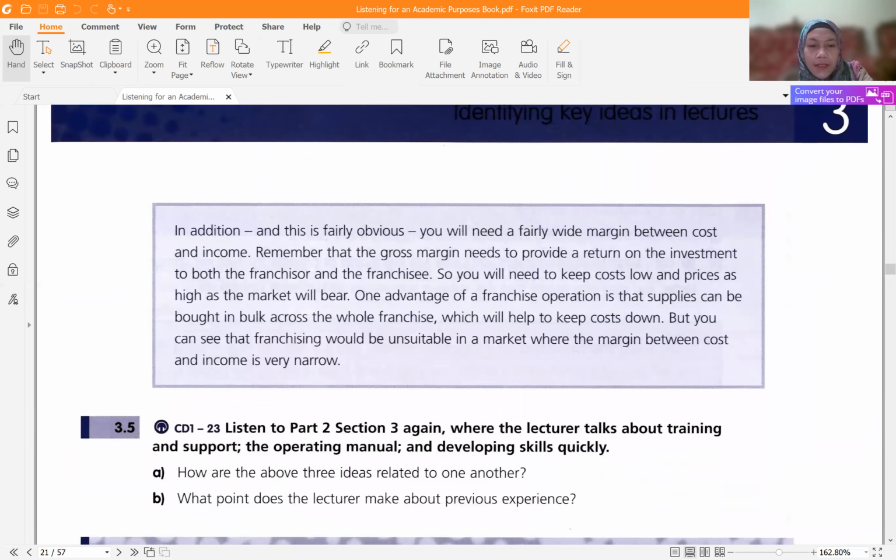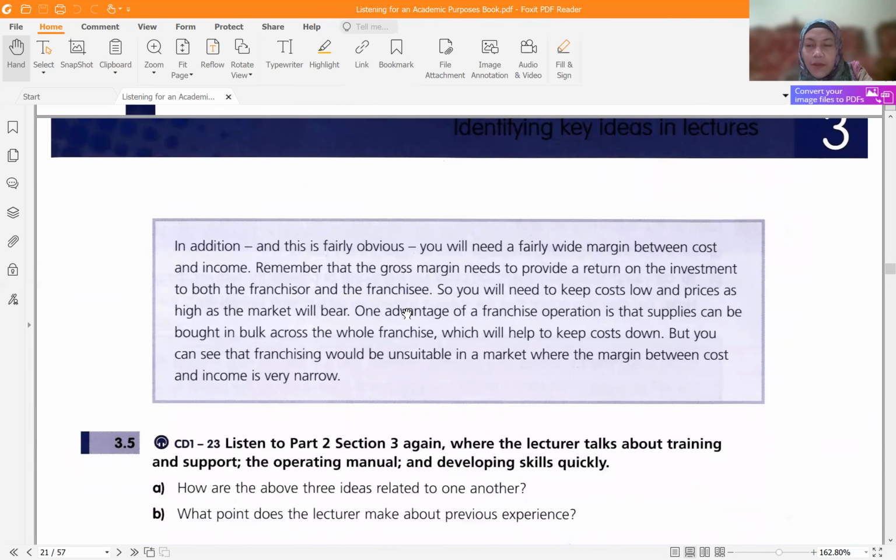And the last one is that you listen to the last part of the section and then answer the question: about these three ideas, where the lecturer talks about training and support, the operating manual, and also developing skill quickly, how do these three ideas relate to one another? And then the second one is, what point does the lecturer make about previous experience?